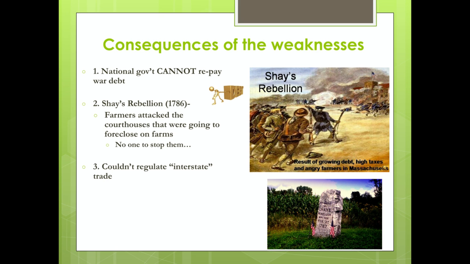Number three, they couldn't regulate interstate trade. So pretty much you could charge whatever you wanted to going from one state to another. One state could charge tax, some states didn't, and so on. So they couldn't regulate interstate trade at that point either. The states could tax each other.